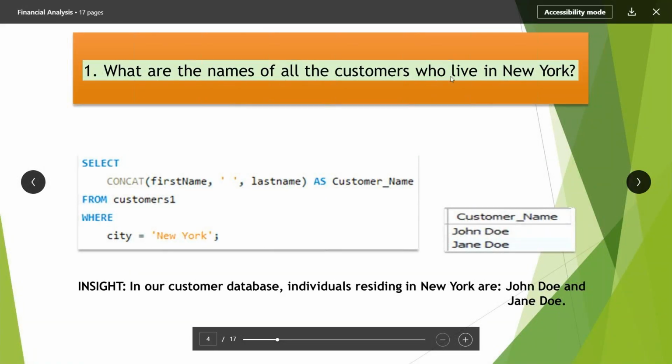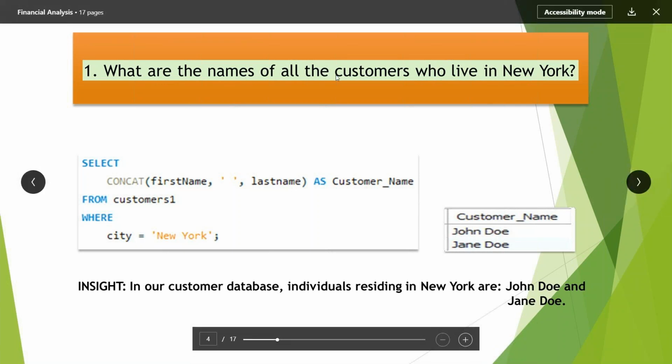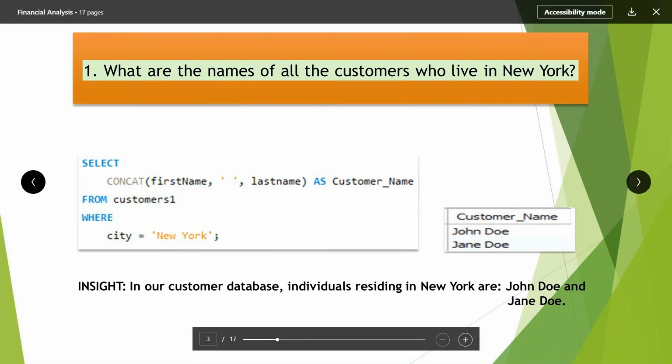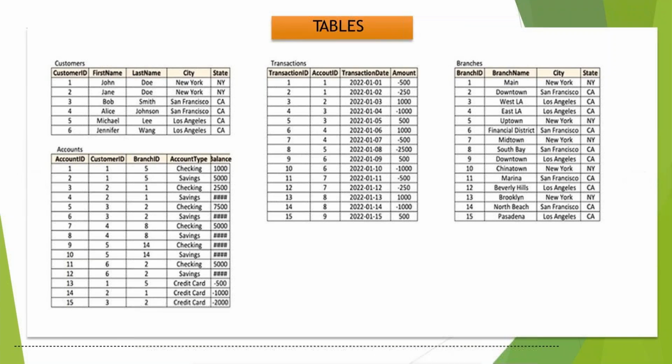What are the names of all customers who live in New York? No table has been mentioned in this, but what is the goal? Names of all customers. We have a customers table. If you go to the database, there is a customers table. There's going to be a WHERE clause, city equal to New York, and you can show the first and the last name. It depends on the question.